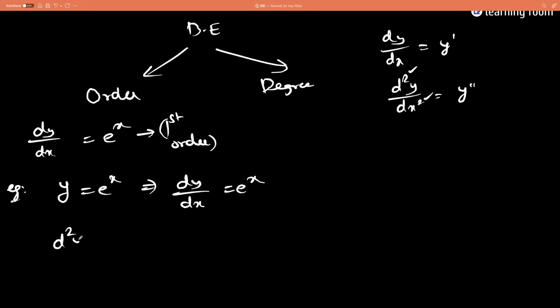For example, if I differentiate this again, d square y by dx square, that is also going to be e power x. Then what is this called? It is called a second order differential equation. Like this, depending on the number of times you differentiate a particular equation, you decide the order.